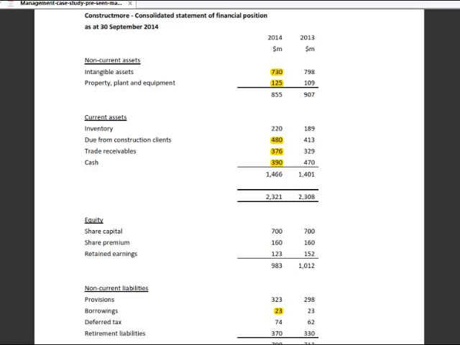We have some current assets due from construction clients, a very similar amount, 480 for Constructmore, 432 for Build, and yet now we have trade receivables, 376 for Constructmore and 23 for Build. So have they got a different model here? Do they give better terms to their clients than Build does? Is that one of the reasons why they're winning business?